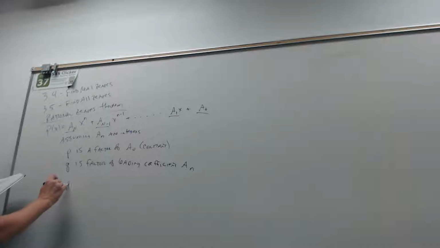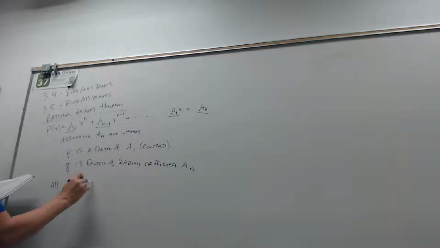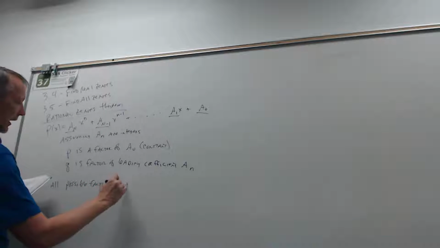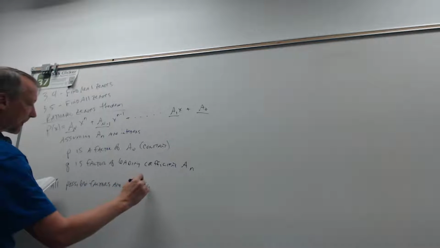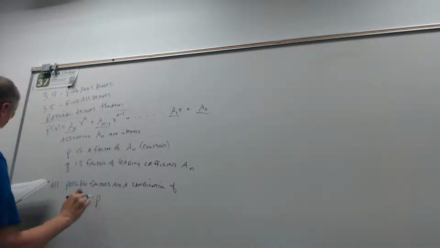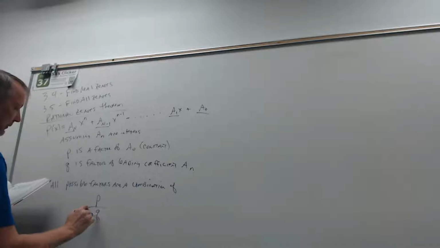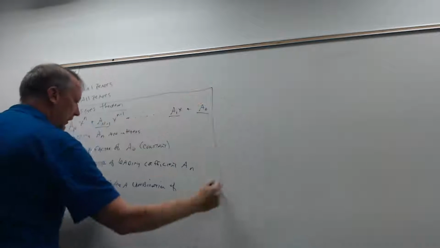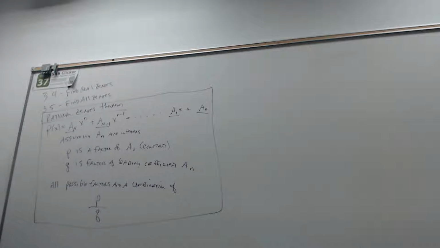Okay? Essentially what this means is that all possible zeros are a combination of p divided by q. Okay? So that's essentially the rational zeros theorem. So what does that mean in practice? Okay, let's do an example here.